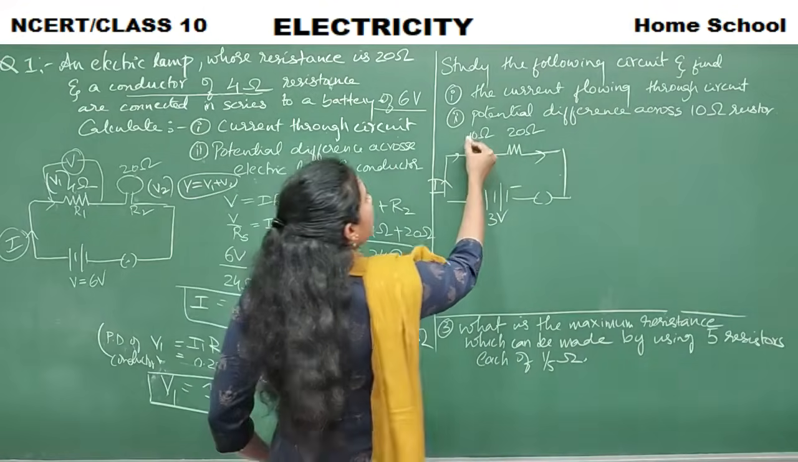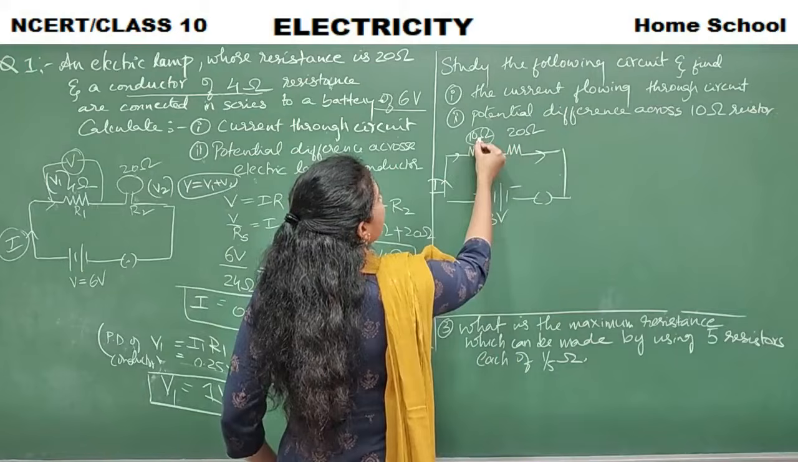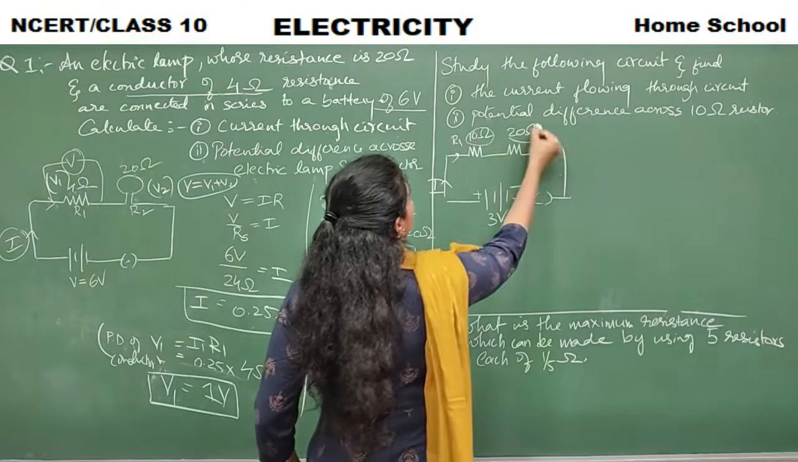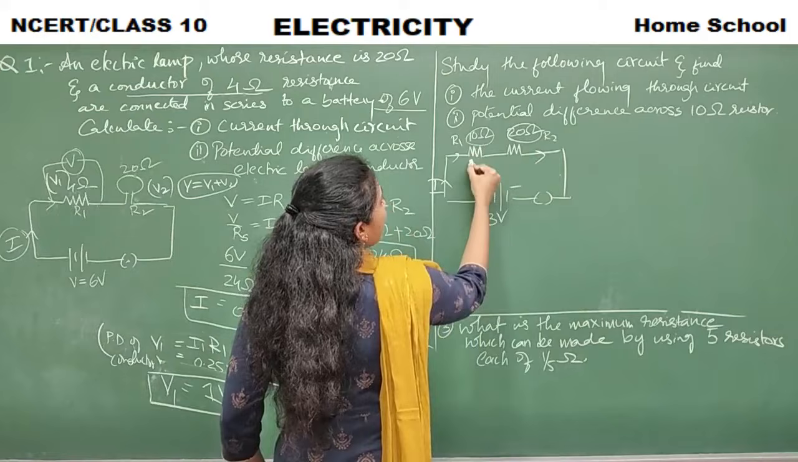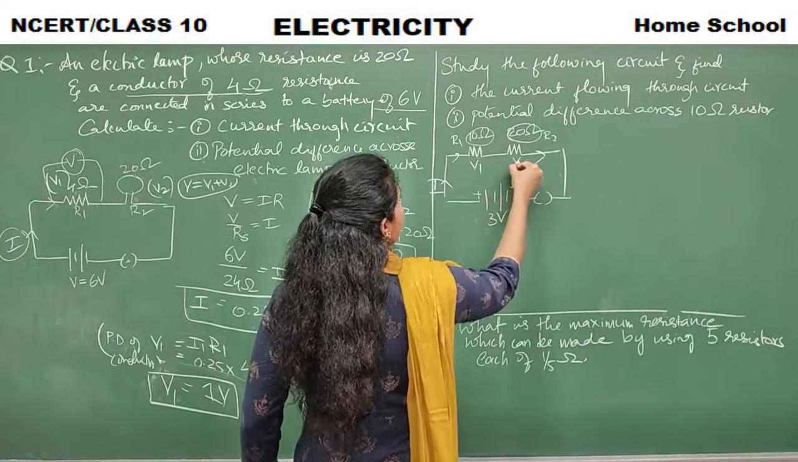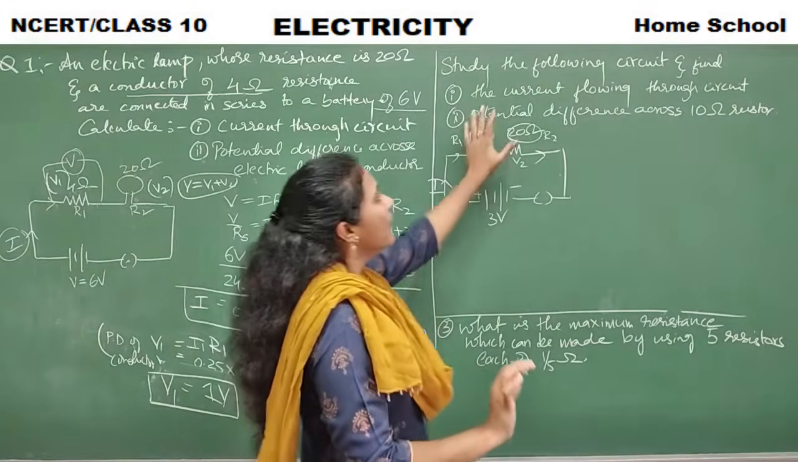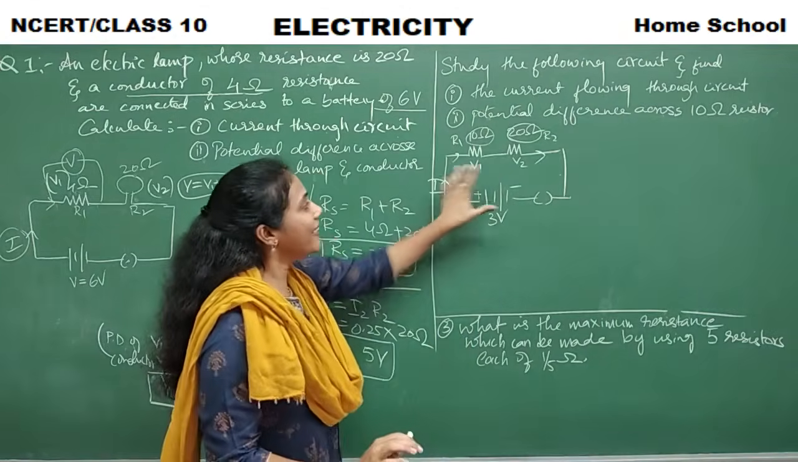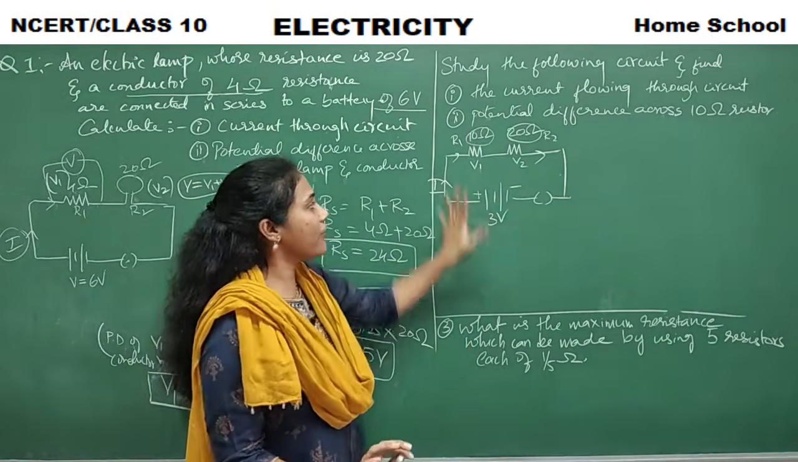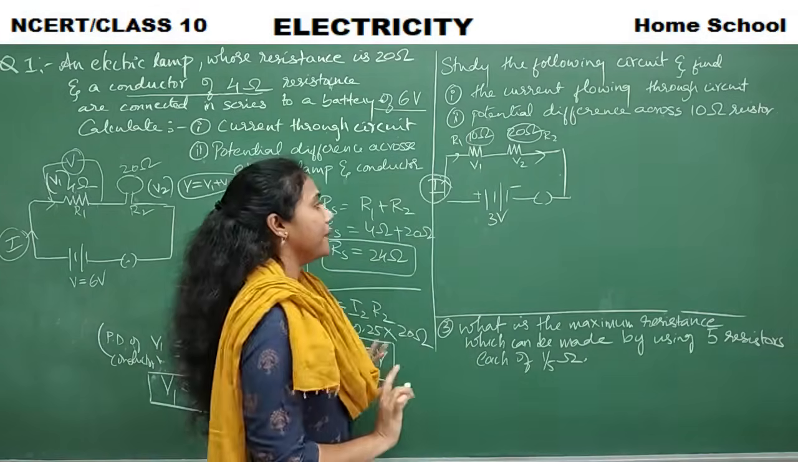Okay, fine. So first, let us consider 10 ohms as R1. Consider this as R2. The voltage of this particular resistance is V1. This is V2. So what you have to calculate? Potential difference across the 10 ohm resistor. That means V1 you have to calculate and I you have to calculate. This is the question. First, let us calculate I.